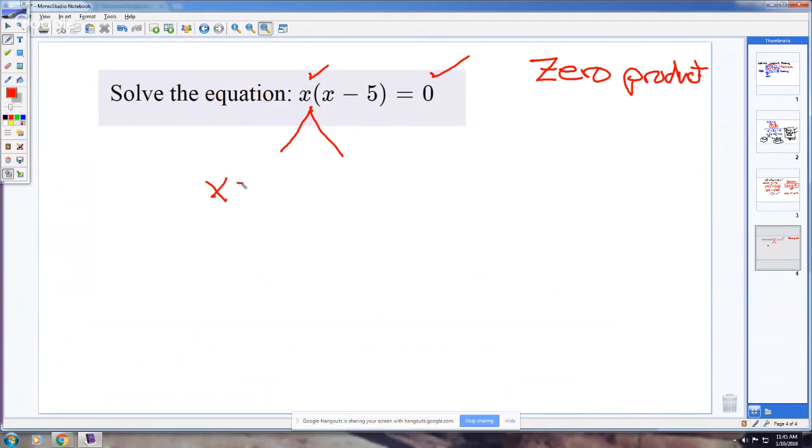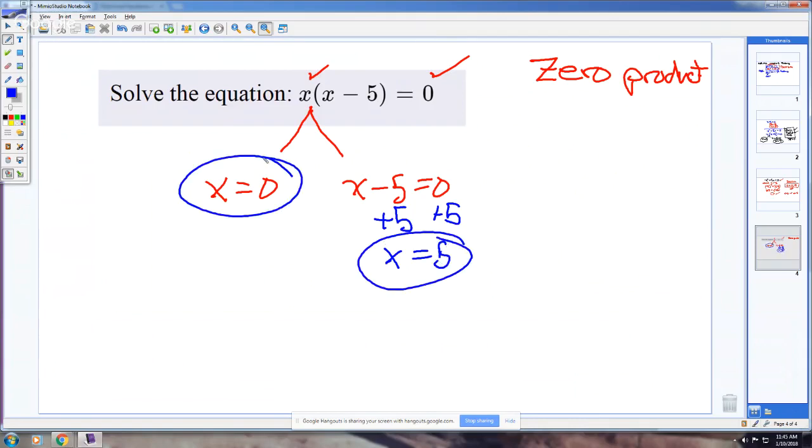So zero product rule says just split it based on the product. So one possibility is x equals 0. The other possibility is x minus 5 equals 0. So in this case, if we add 5 to both sides, we get x equals 5 is the other solution.